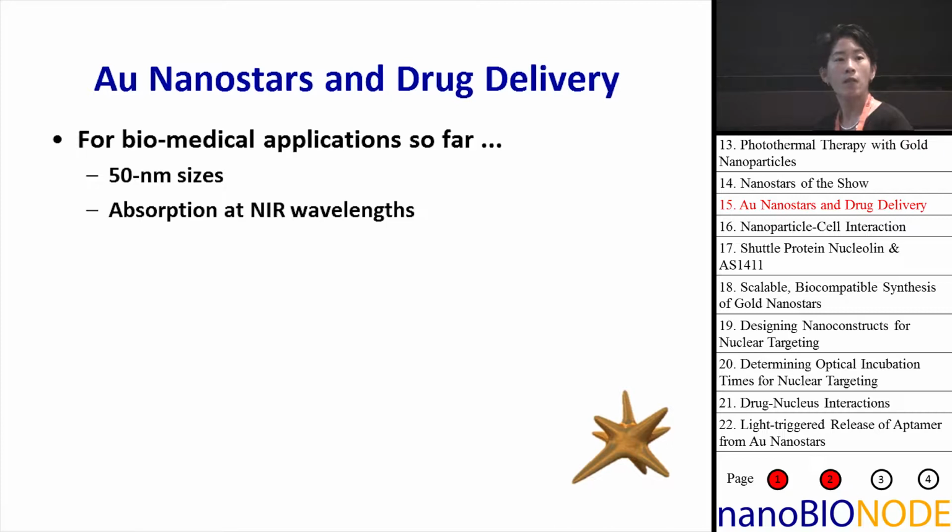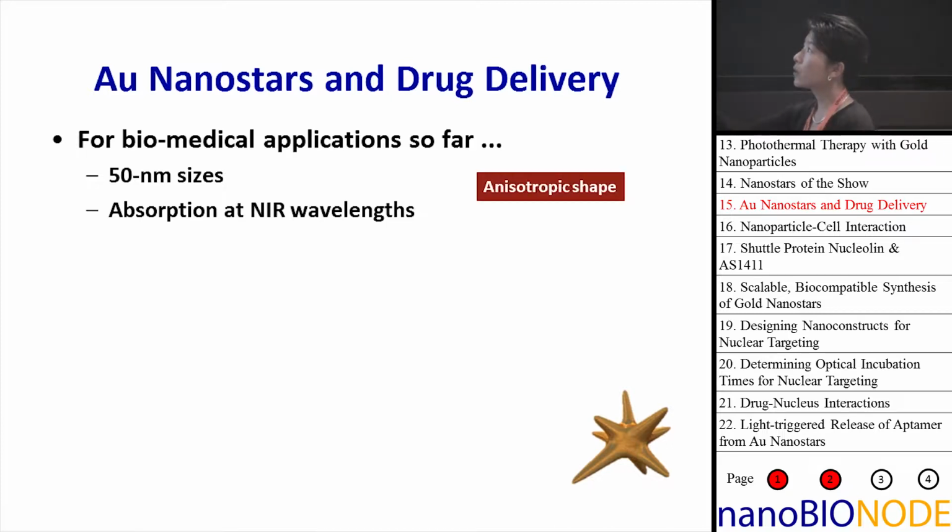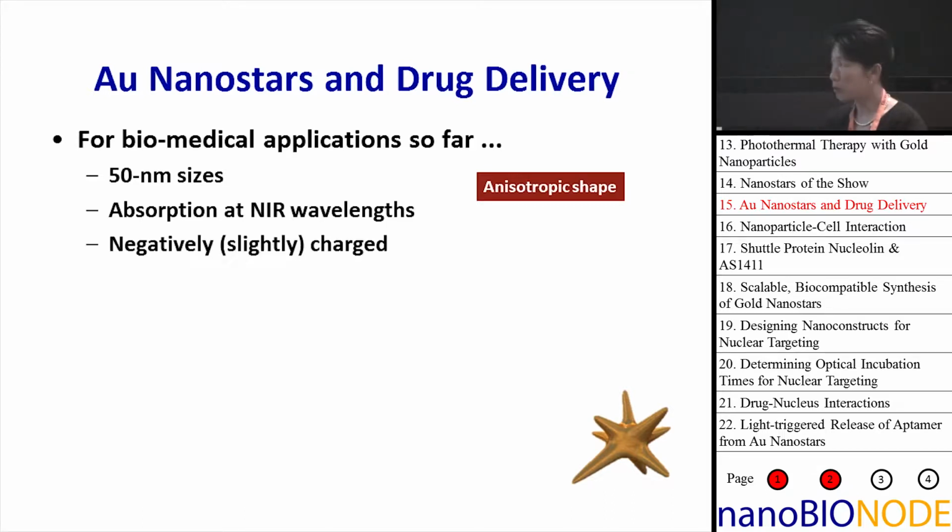We want something that's about 50 nanometers, and we also want there to be strong absorption or scattering at near infrared wavelengths. But the problem, if you just want these types of criteria, is that a 50 nanometer sphere is going to absorb and scatter at around 520 nanometers in the green wavelengths, which is no good, if you want the near infrared wavelengths. So all you have to do is change the shape.